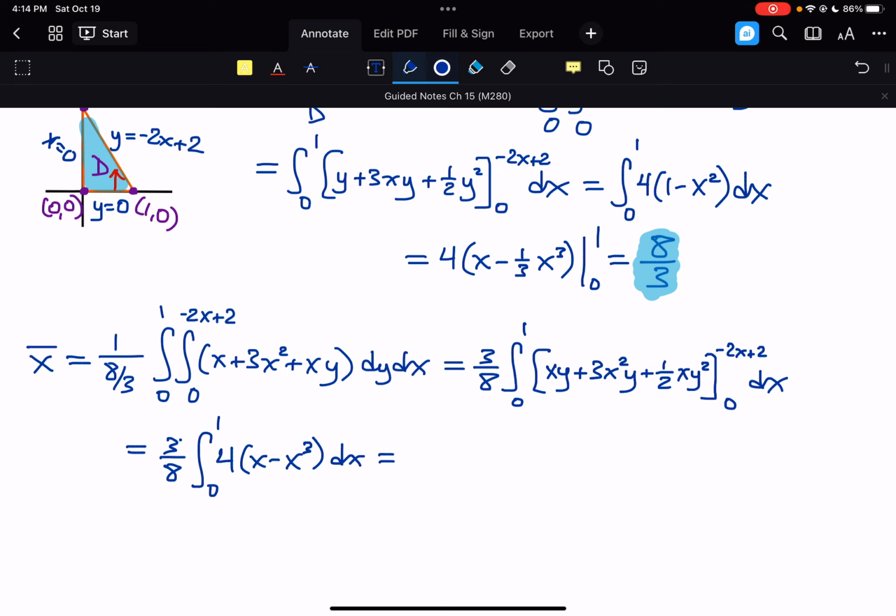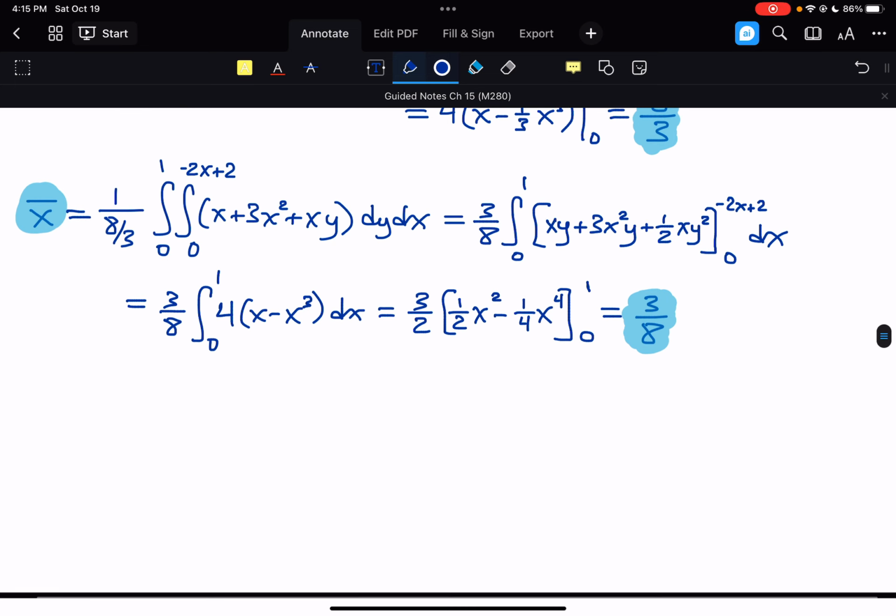So if we go ahead, the 4 can come out and cancel with part of the 8. So we're just left with 3 over 2. And then 1/2 x squared minus 1/4 x to the 4th from 0 to 1. Ends up just giving us a 1/4, which multiplies to 3/8. So we have x bar is 3/8, which was just the coefficient. So that means that this whole integral just worked itself out to 1.